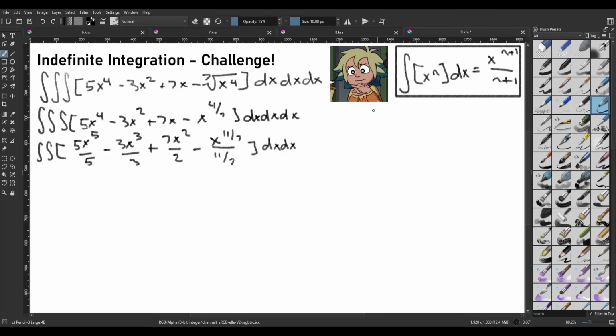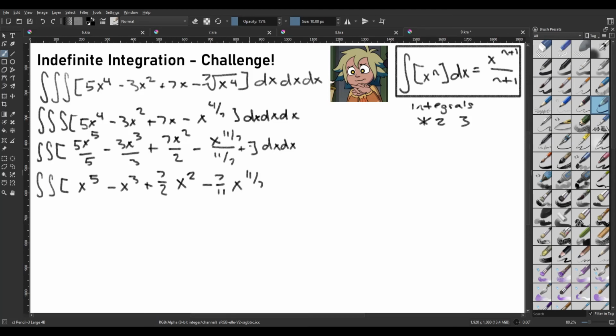So integral 1, we're going to make a little tally over here. Integrals 1, 2, 3. So we've done our first one, so we can keep track. I'm going to go ahead and rewrite this just so we have the same thing. It's just going to be x to the 5th minus x to the 3rd plus 7 halves x squared minus 7/11 x to the 11 over 7. Oh, plus c. See, even I forget sometimes. Plus c dx dx. So this is our first integral officially done.